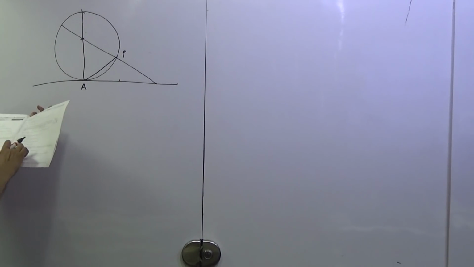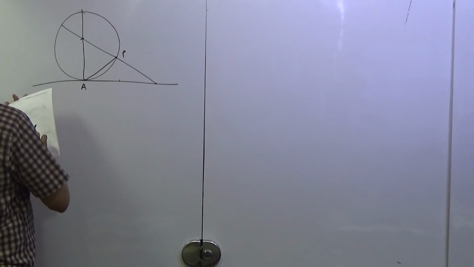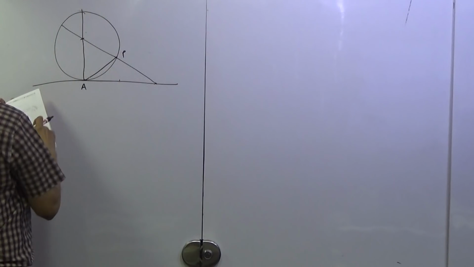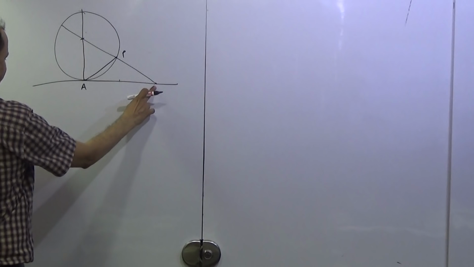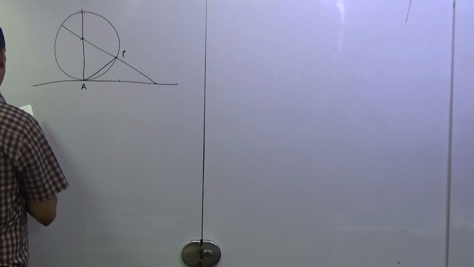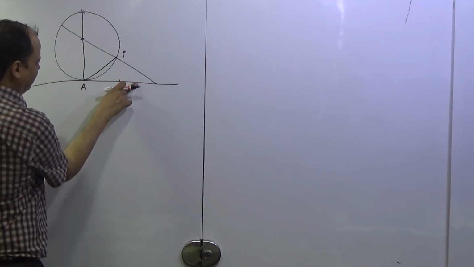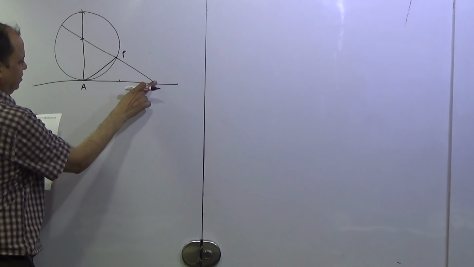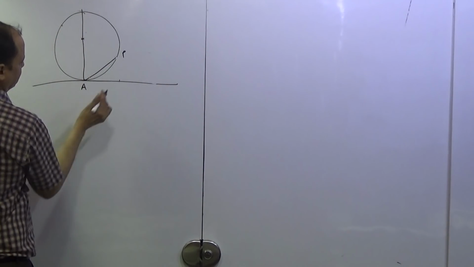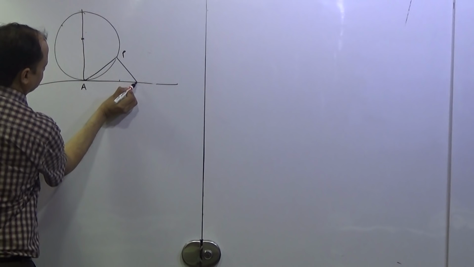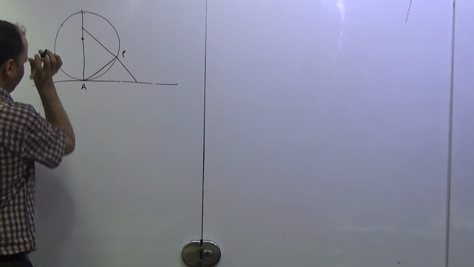I'll read the full question. Through a point A on the circle, a chord AP is drawn. I have drawn it. On the tangent at A, a point T is taken such that AT is equal to AP. That means I should take T somewhere here, so that the figure will be appropriate. This is point T.